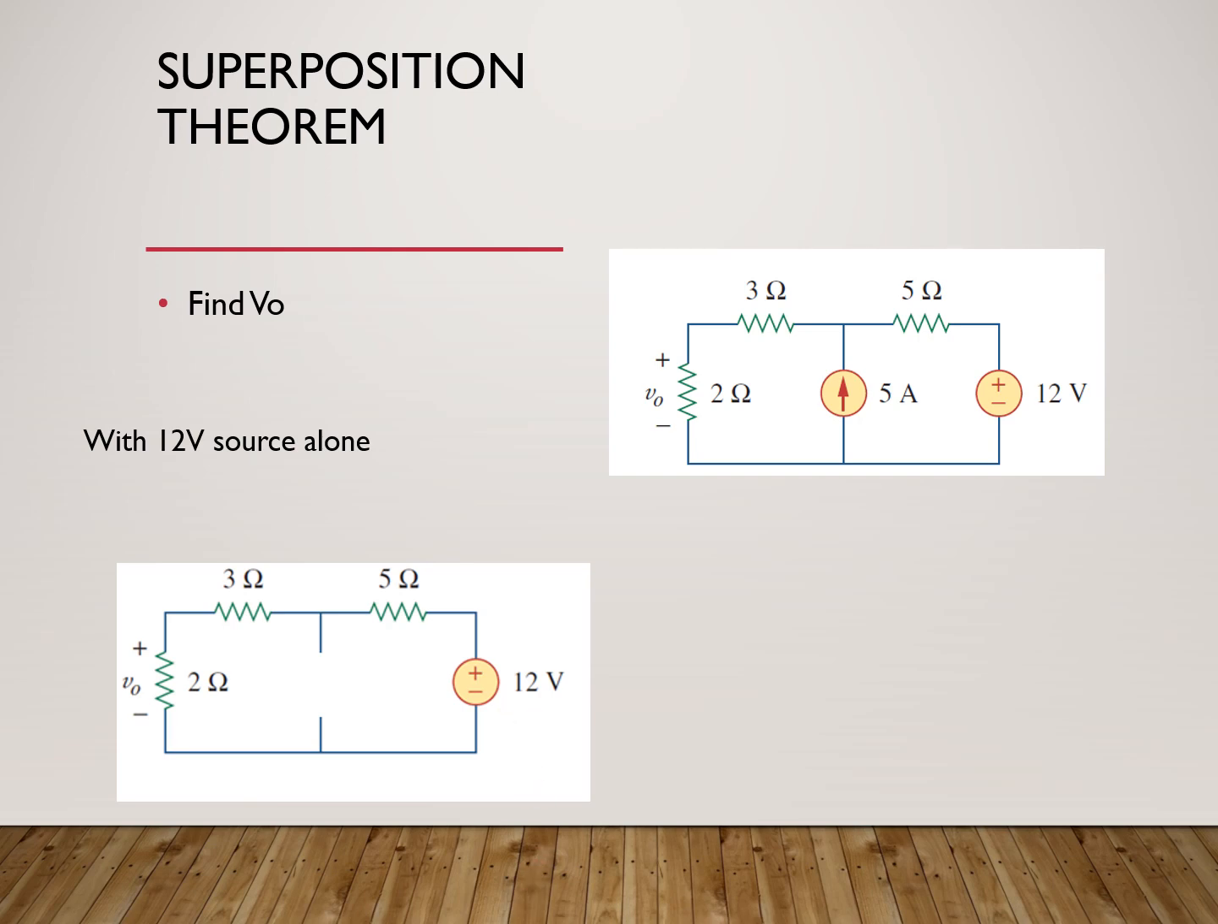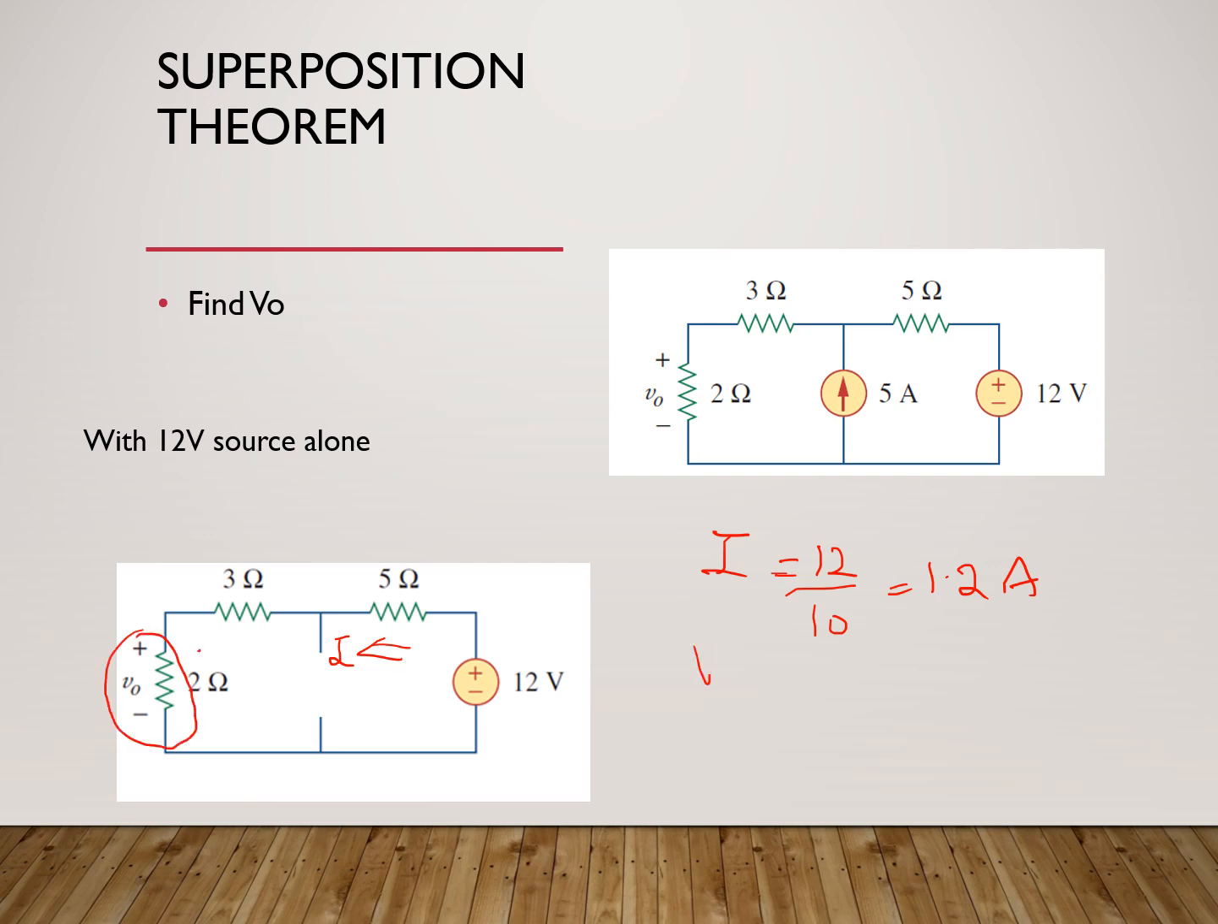So let me write it down. The total current through the circuit, and the current through all the elements is the same. So I is 12 divided by 10, or 1.2 ampere. Now the voltage VO, this is the voltage across the 2 ohm resistance.